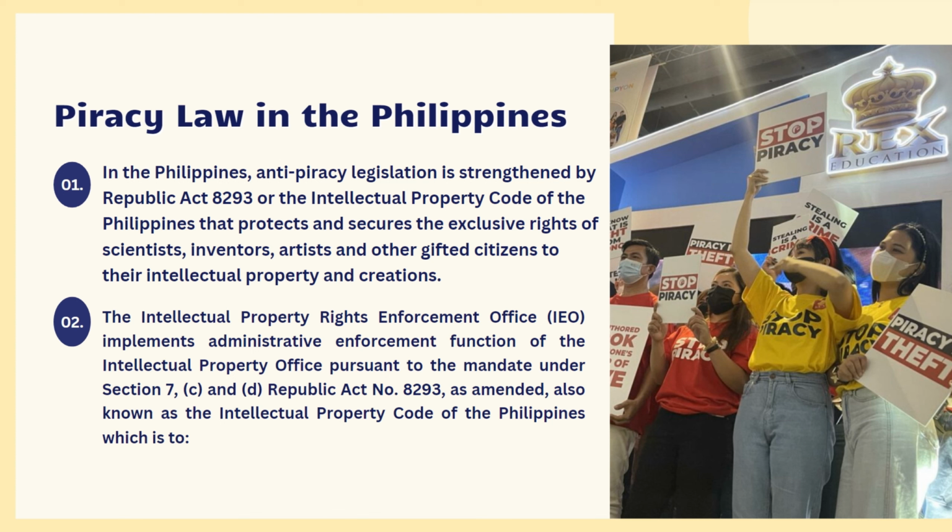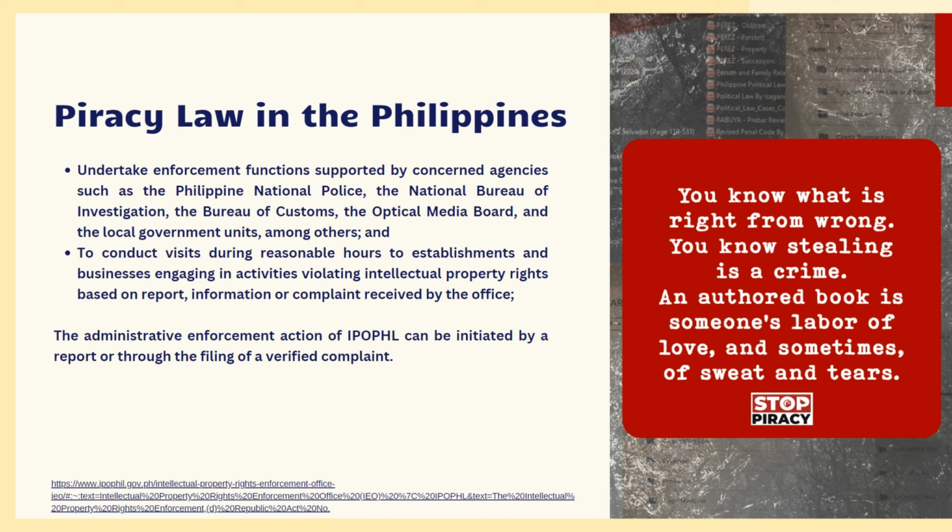The Intellectual Property Rights Enforcement Office implements the administrative enforcement function of the Intellectual Property Office pursuant to the mandate under Section 7, Republic Act 8293 as amended, also known as the Intellectual Property Code of the Philippines, which is to undertake enforcement functions supported by concerned agencies such as the Philippine National Police, NBI, Bureau of Customs, Optical Media Board, and the local government units, among others, to conduct visits during reasonable hours to establishments and businesses engaging in activities violating intellectual property rights based on reports or information or complaints received by the office.